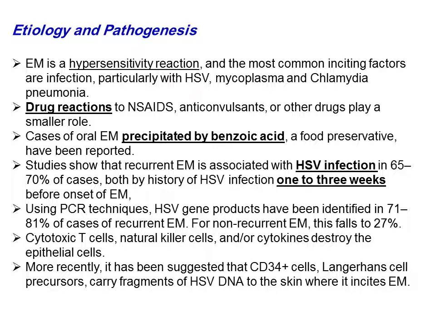A study showed that recurrent erythema multiforme is associated mostly with herpes simplex infection in about 70% of cases, with a history of herpes simplex infection 1 to 3 weeks before the onset of erythema multiforme. In other words, after a patient is affected with herpes simplex virus infection, 1 to 3 weeks after the onset of the infection, recurrent erythema multiforme may occur. So this type of erythema multiforme is triggered by herpes simplex virus infection.